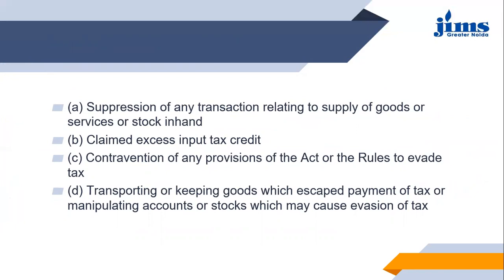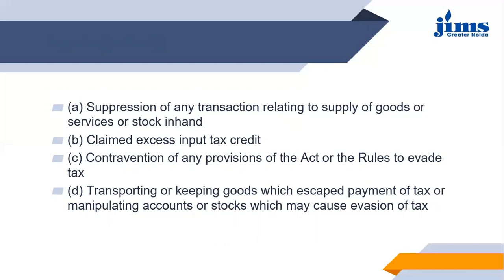One is suppression of any transaction relating to supply of goods or services or stock in hand. If it has been found that there is sufficient proof of suppression of any transaction, like the supply has been done but it has been concealed by the taxpayer, or any discrepancies being found in the stock in hand, then claimed excess input tax credit, any proof which is available with the authorities that there has been input tax credit which has been excessively claimed and the taxpayer is not the rightful claimant of that. In that case, you can go for the inspection.